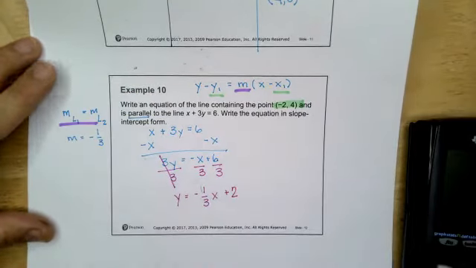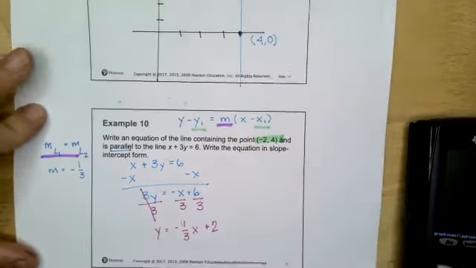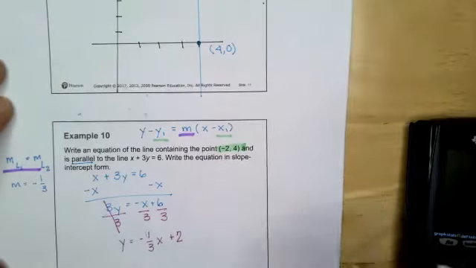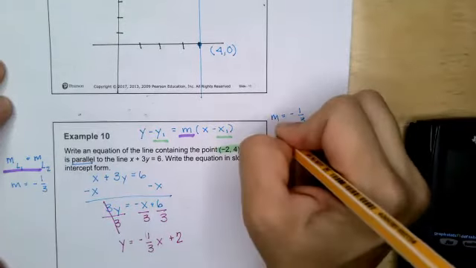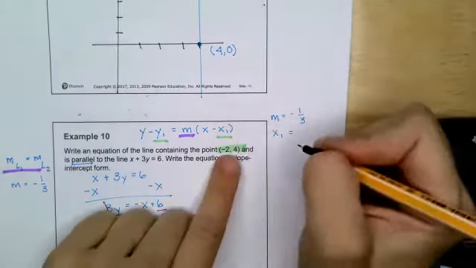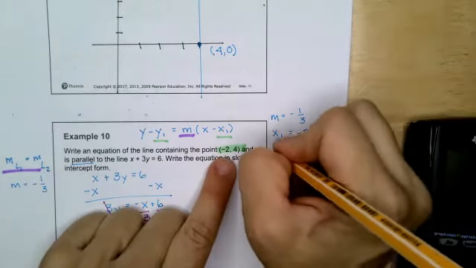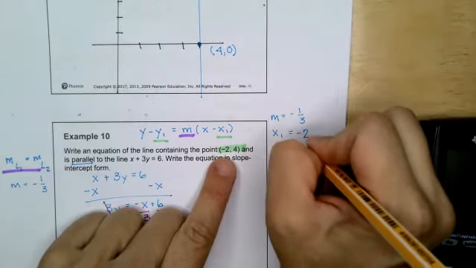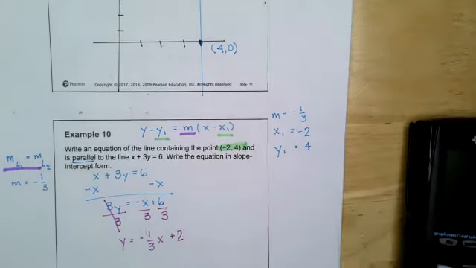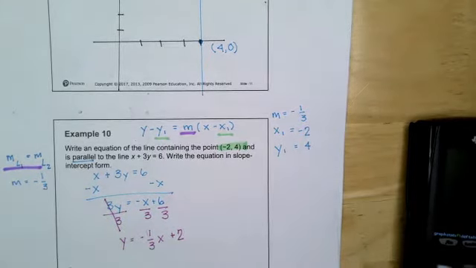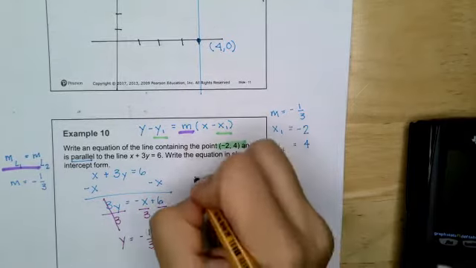So my slope is negative 1/3 and my point is negative 2, 4. So I know m is negative 1/3. x1 is my x value, negative 2. y1 is my y value of 4. Good? Okay. So I'm going to put them all into here. What's the x1 value?